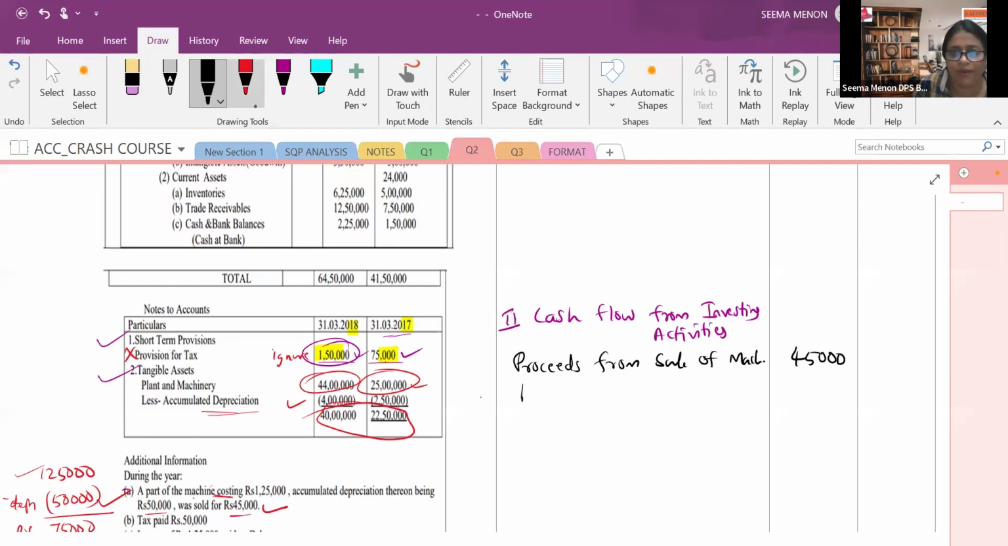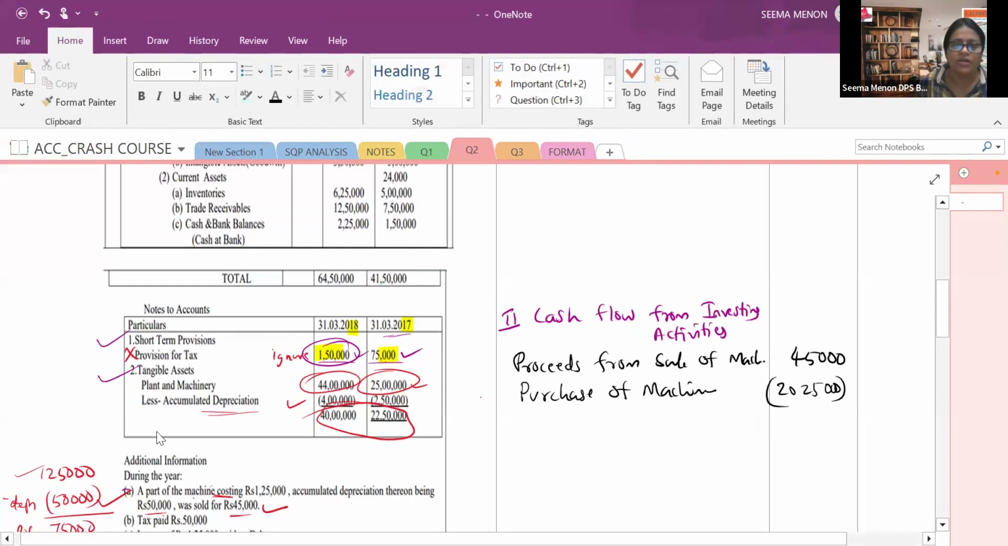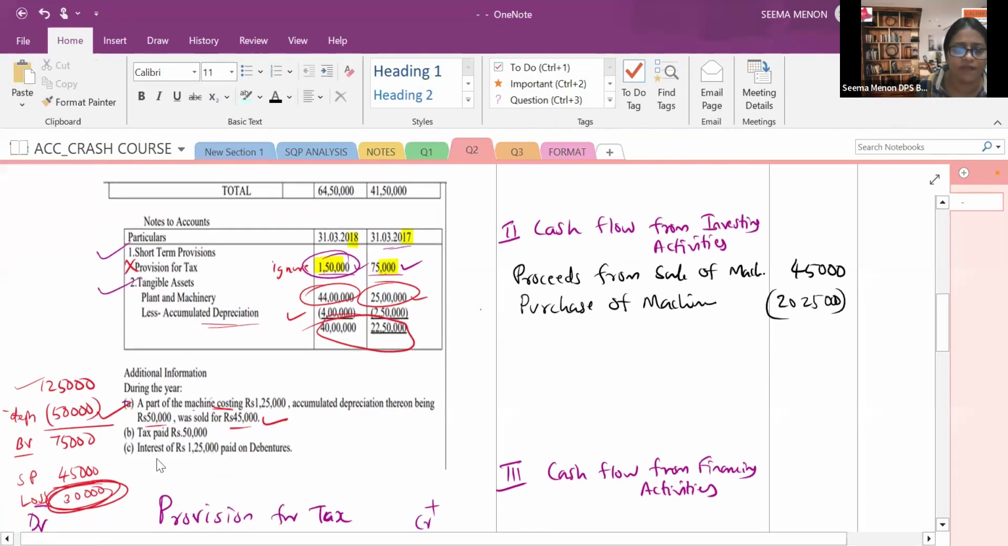Now, purchase of machine. Payment for purchase of machine, or simply you can write purchase of machine. You purchased a machine for 20 lakh 25,000. That is definitely an outflow. So I hope this much is clear to you. So we have completed all the additional information. No, there is one more additional information.